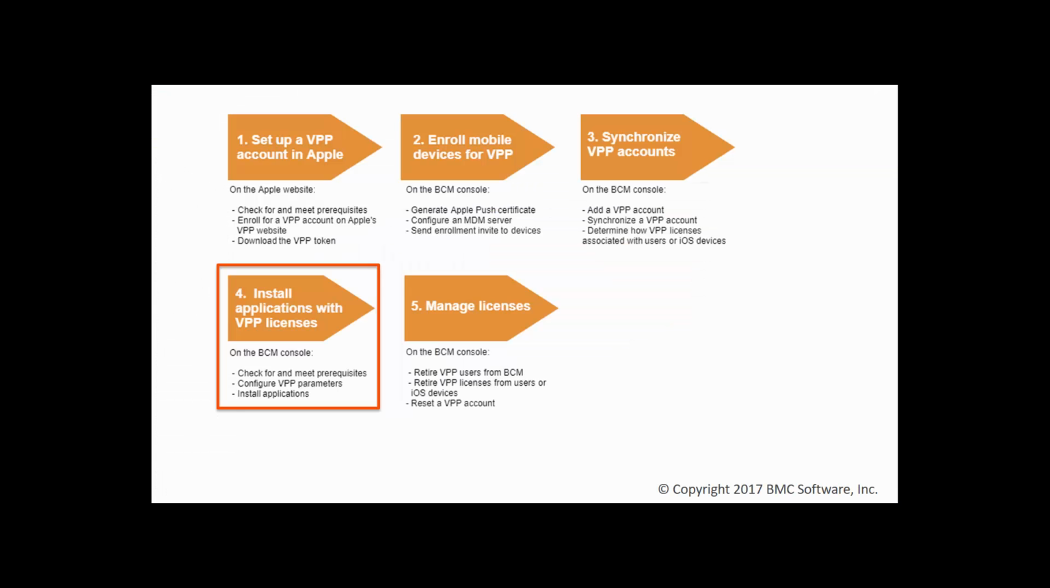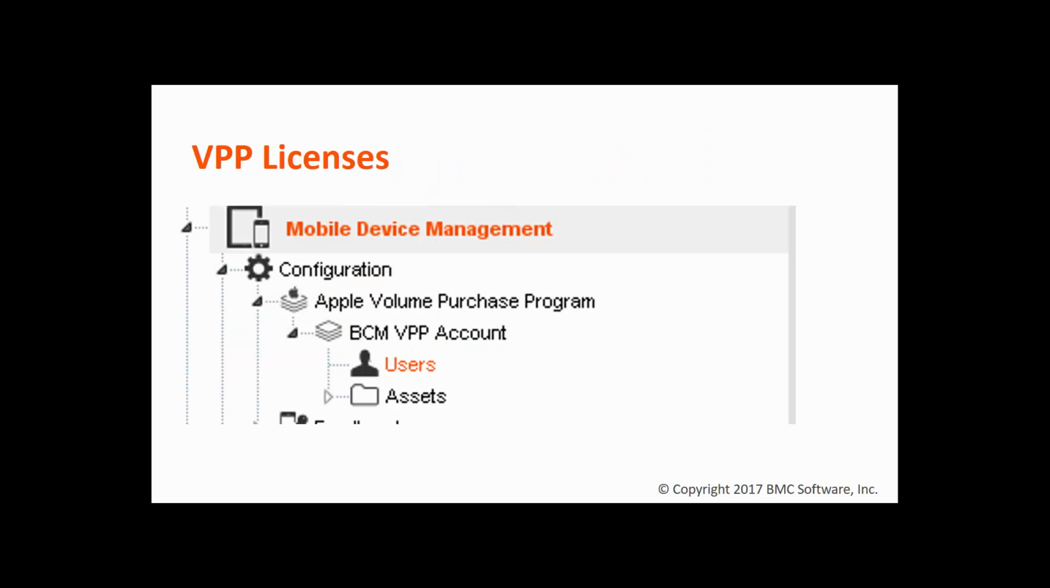The next step in the process is to install applications using VPP licenses. After the VPP account is synchronized in BMC Client Management, the VPP account is populated by users and assets. Users is the VPP user that is synchronized in BMC Client Management, and assets are all the applications that are associated and purchased through the VPP account from Apple.